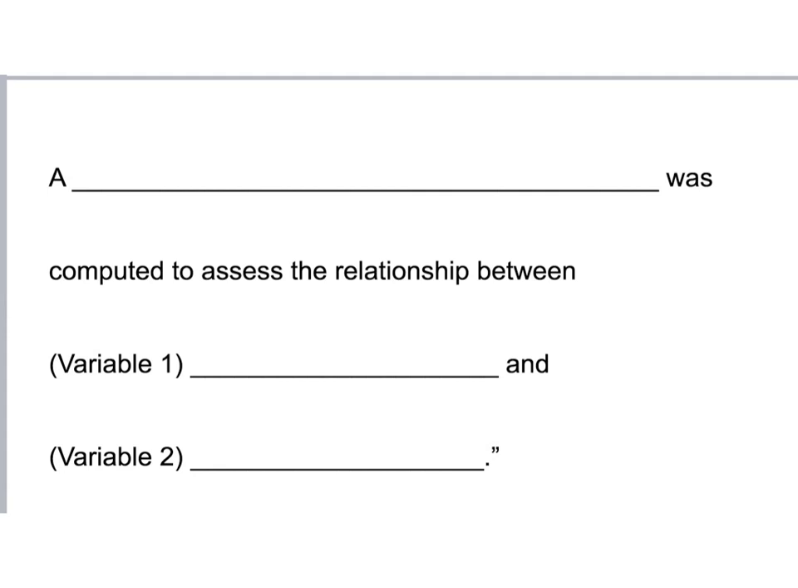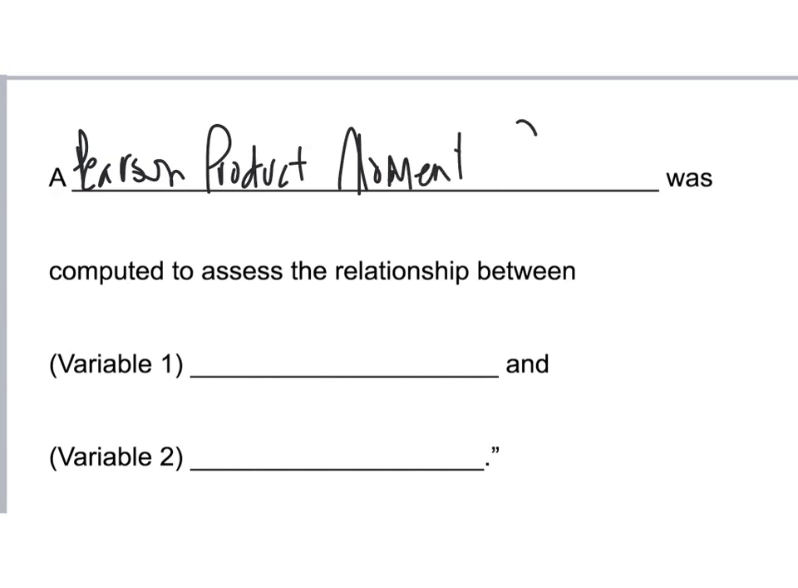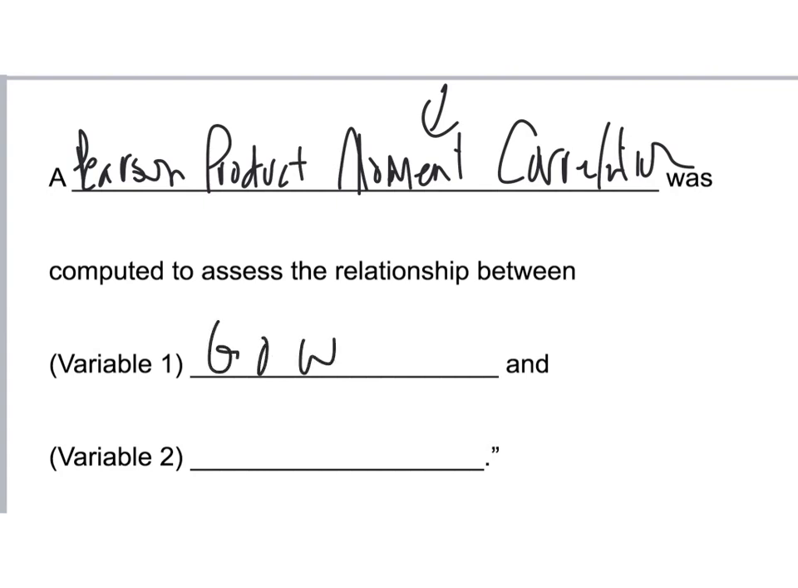So this is the first portion of the write-up. This is a Pearson product moment correlation. In all the studies and write-ups we're going to do, this is your introductory sentence. You have to introduce what test you're running, which would be this, and then tell which variables. So what were the 2 variables? It would be glasses of water and skin elasticity, meaning how elastic it is.